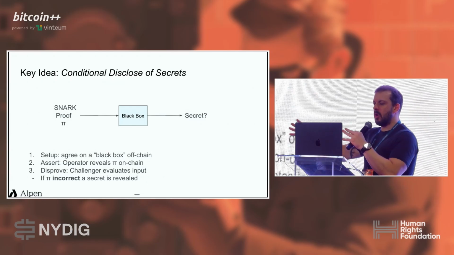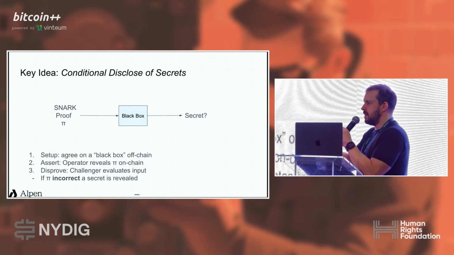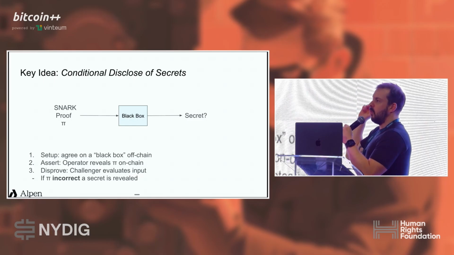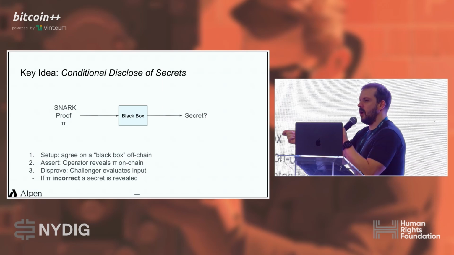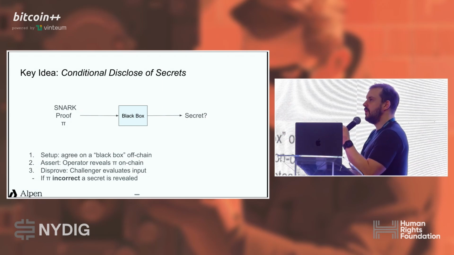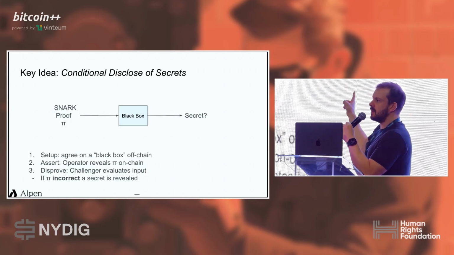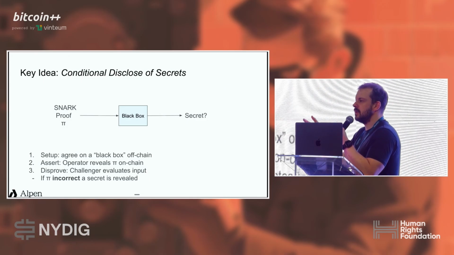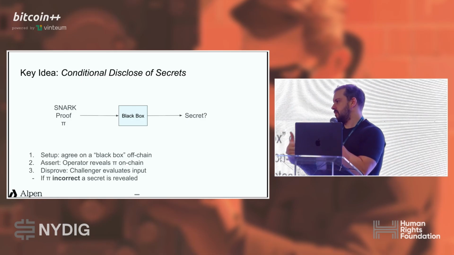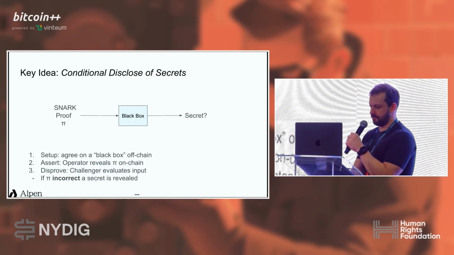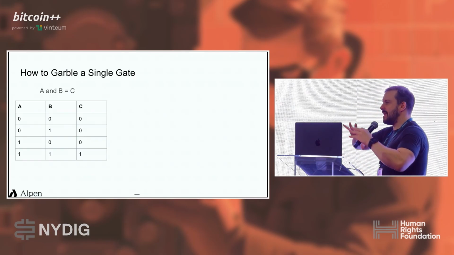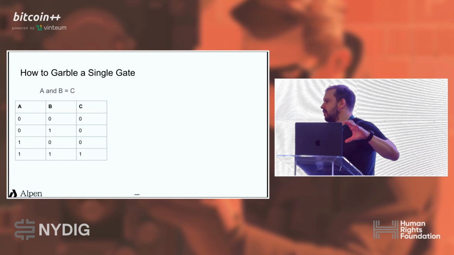So the setup is that we all agree on this black box that is going to live off-chain. During assertion time, the operator posts the proof pi on-chain, because we need authenticated inputs, so we use Bitcoin to authenticate inputs. I grab that proof pi from layer 1, from your on-chain transaction, and I feed it to the black box. If the proof is correct, I learn nothing. If the proof is incorrect, I learn a secret that I can use to slash you. This could be a preimage to a hash lock, for example. That's the main idea.